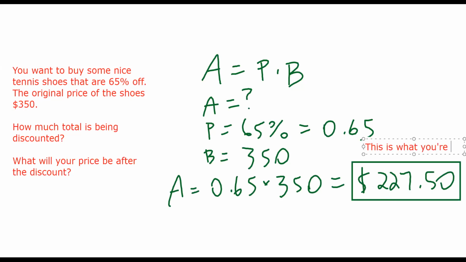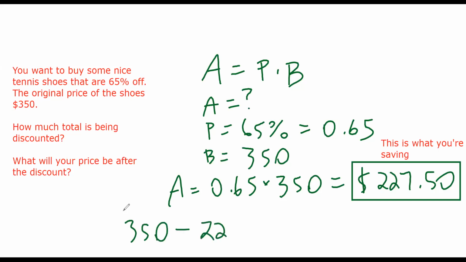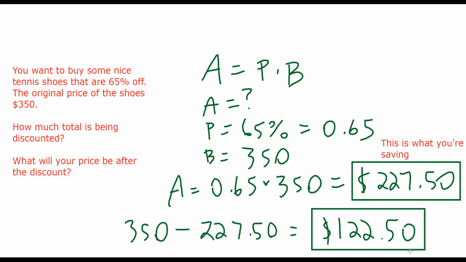This is what you're saving. It's how much you're getting a discount for. That's the discount amount. That's how much we're cutting off the price. So the actual amount we're going to be spending, we need to subtract off the 227.5, which should give you 122.50. That's not bad. You're getting almost 2/3 off. This is what our actual price will be.